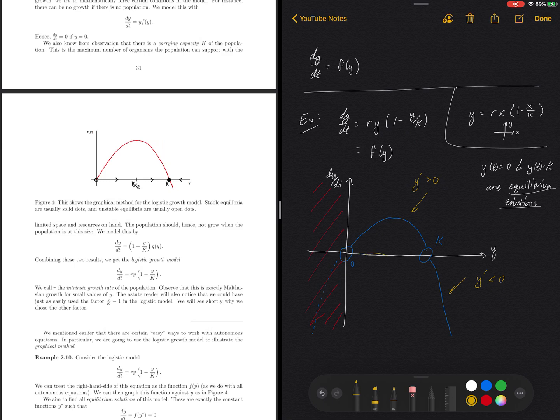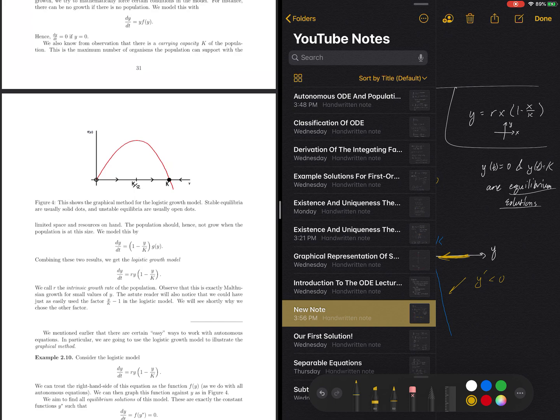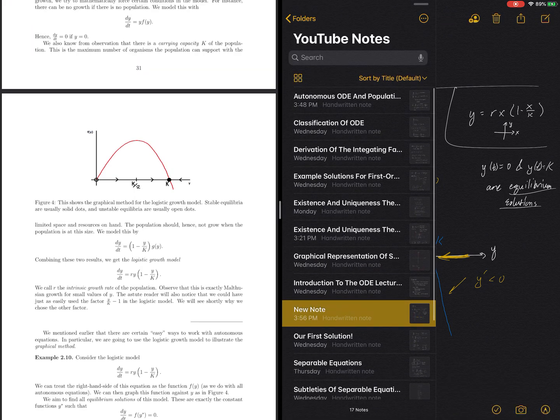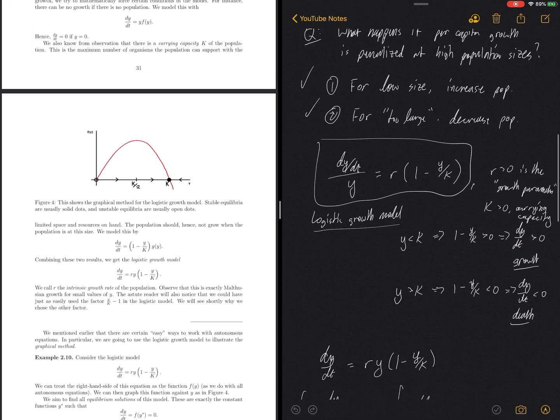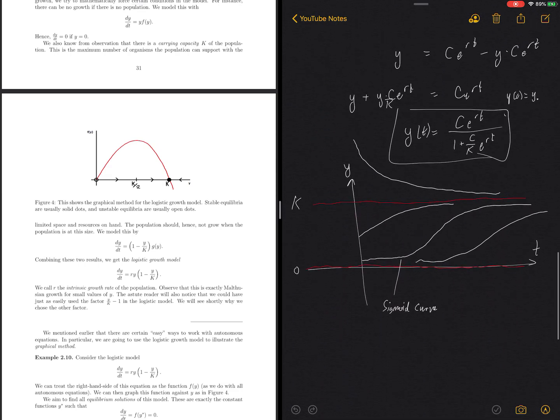So the point is that because my solution has a positive slope between 0 and k, my solution must be increasing in between 0 and k. So if I were to plot this, that means that y has to be increasing between 0 and k. And very similarly, because I have a negative slope down here for y greater than k, I know that my solution has to be decreasing when y is greater than k.